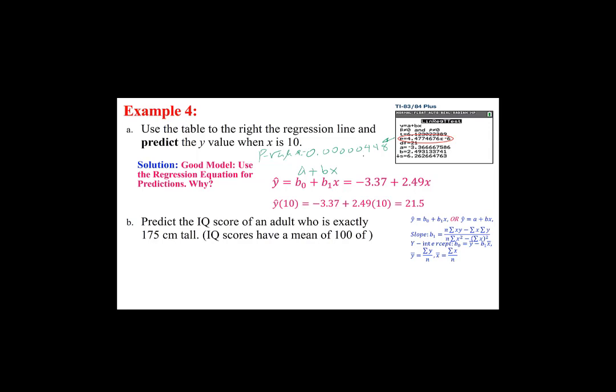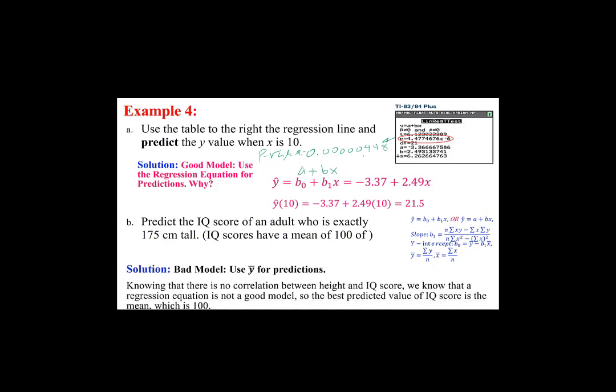But if you look at part B, predict the IQ scores for an adult who is exactly 175 centimeters tall. That makes no sense whatsoever. By that I mean there is no correlation between an IQ and the height, and therefore you use what? Y bar, and that is the mean, which is 100.